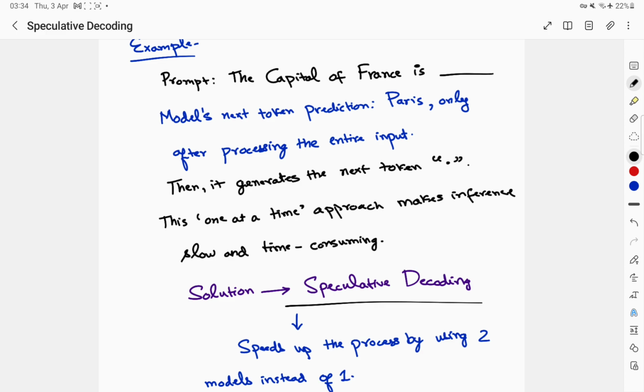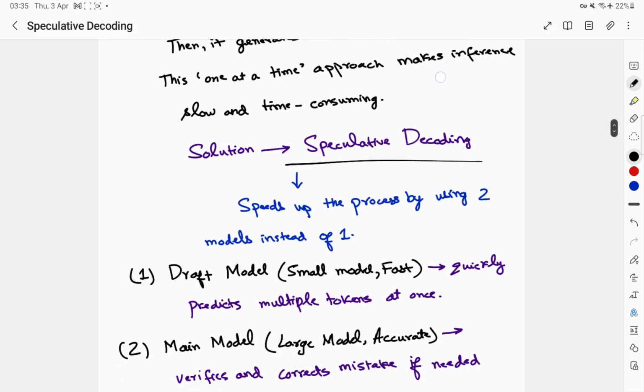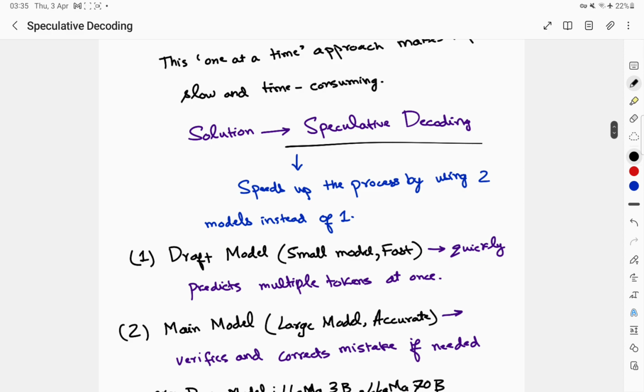So then once it generates the token Paris, it will probably generate the next token, that would be a full stop, and the sentence will be completed. So this one at a time approach makes the inference slow and time consuming. And one of the ways to solve for that is through speculative decoding.